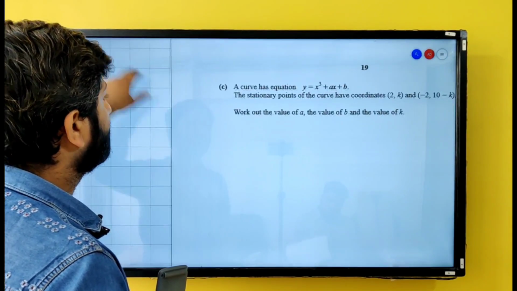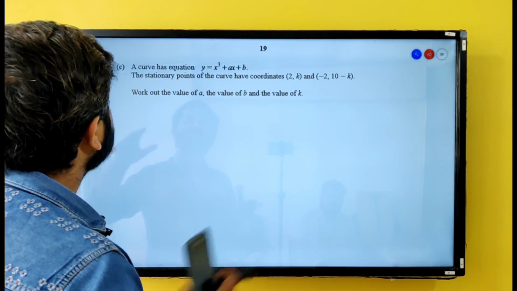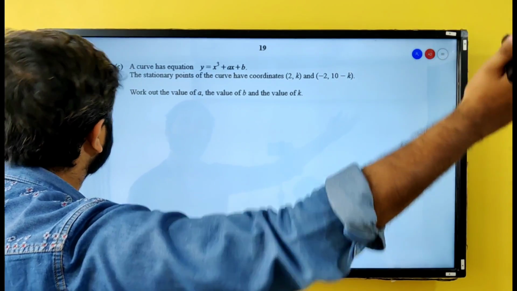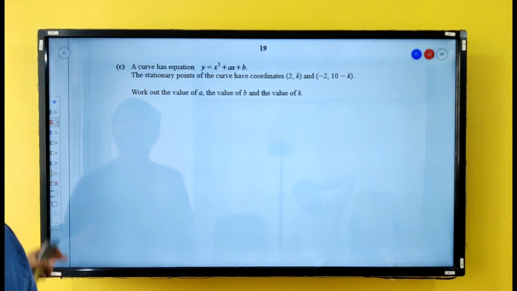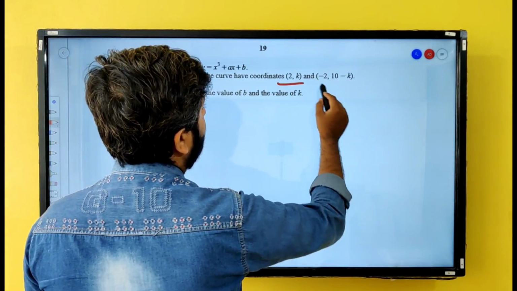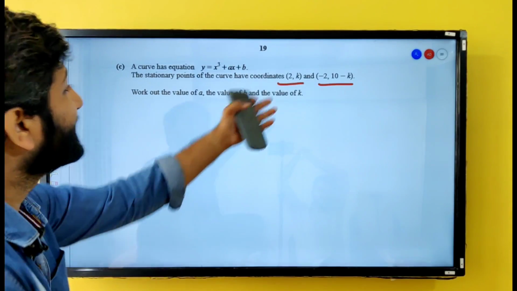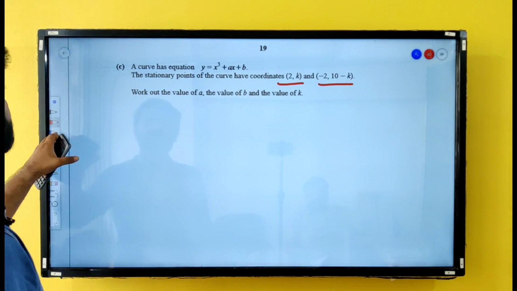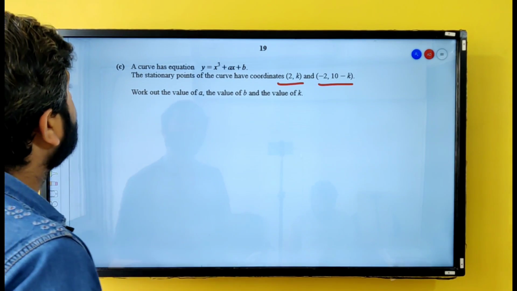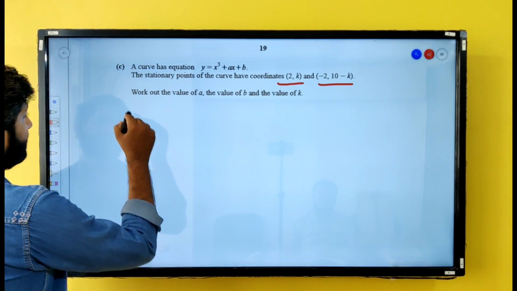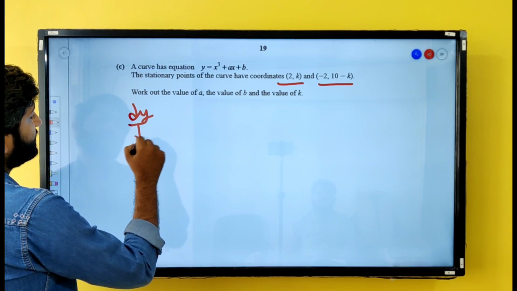Next question. A curve has the equation y equals x cube plus ax plus b. The stationary points have coordinates 2 comma k, and minus 2 comma 10 minus k. Work out the value of a, b and k. So we have a curve with this equation. We also know the stationary points, so first let us find dy by dx.